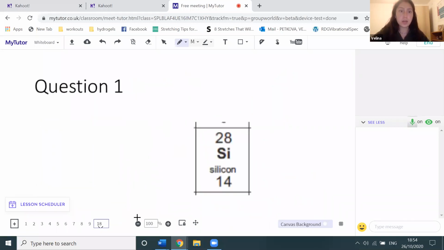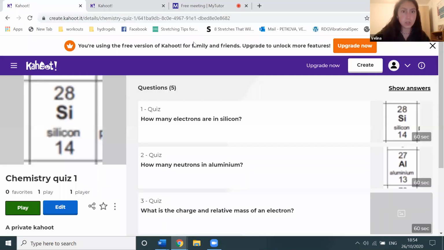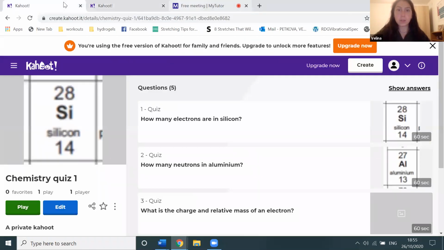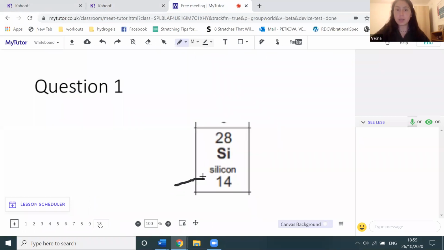Okay, so question one. What was question one? So question one, how many electrons are in silicon? Okay, so electrons in silicon. So now we look at the proton number at the bottom. It tells us it's 14, and we know that the proton number is equal to the number of electrons, so therefore we know it is 14 electrons as well.